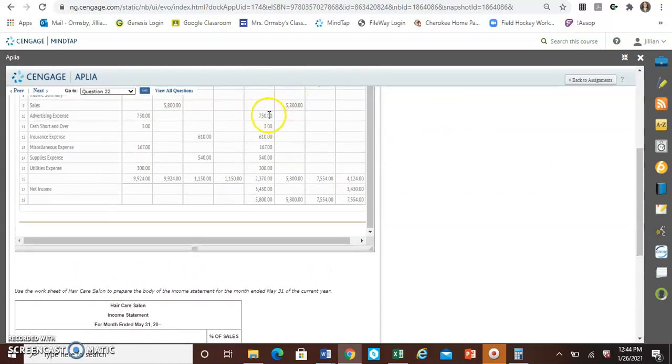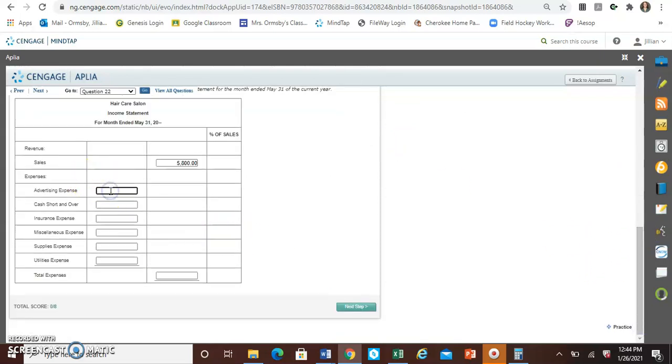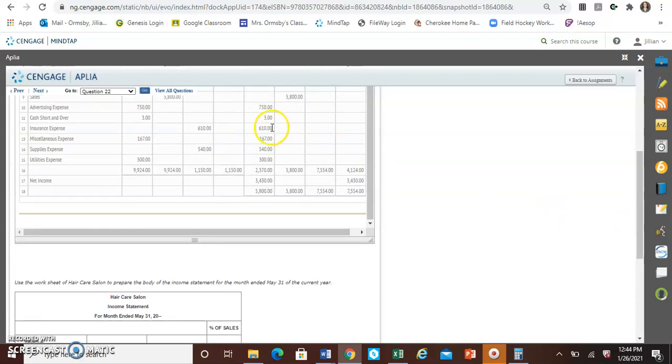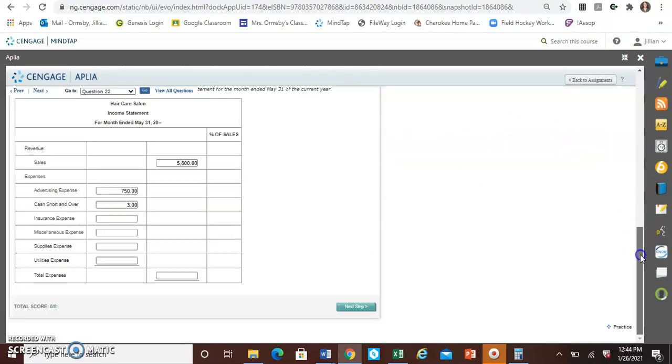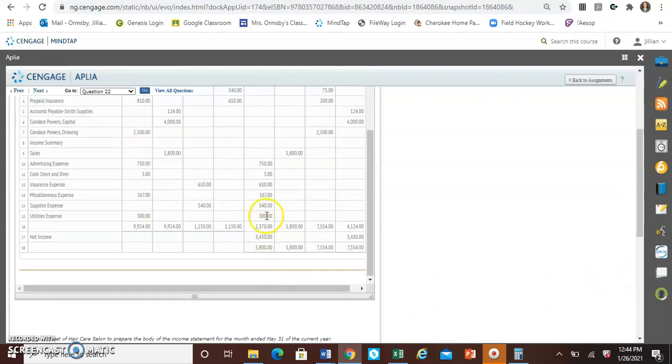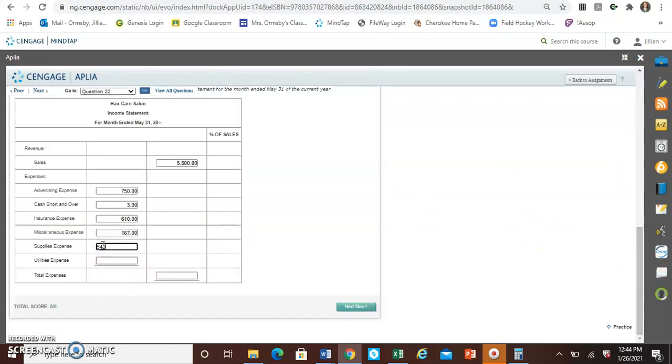Next, we have all of our expenses. So advertising expenses $750. Cash short and over is $3. Then I need insurance expense and miscellaneous expense, $610 and $167. Then I need supplies and utilities expense, $540 and $300.